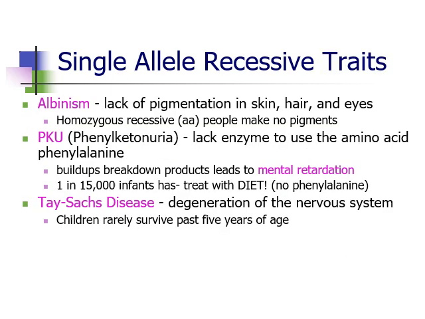Some single allele recessive traits include albinism, so being albino, lacking pigmentation in the skin, hair, and the eyes. Homozygous recessive people make no pigments, so they don't have any melanin, so their skin tone is very, very light, very, very fair. Another one is PKU.